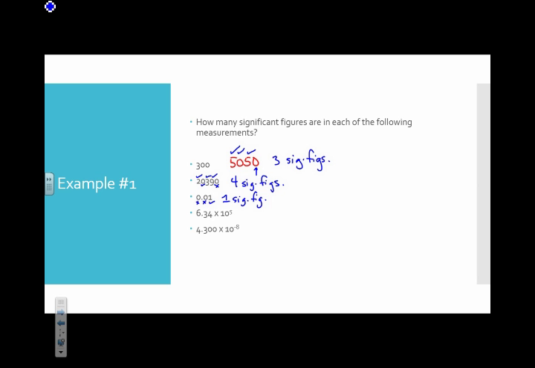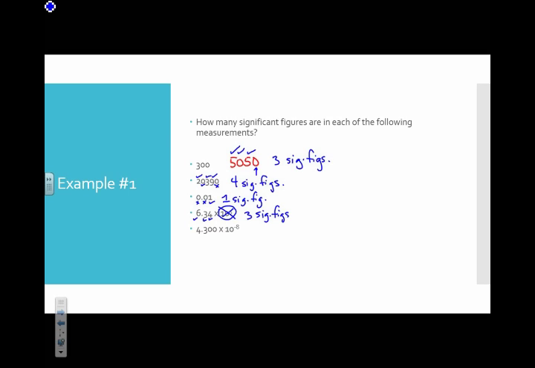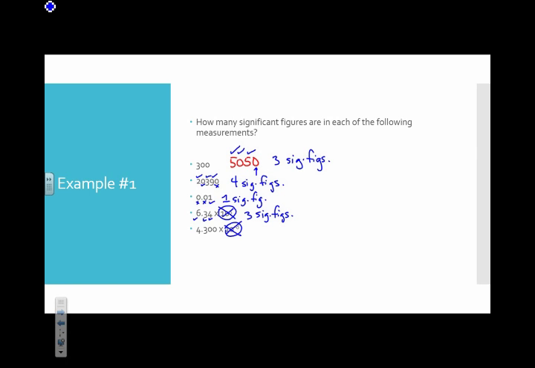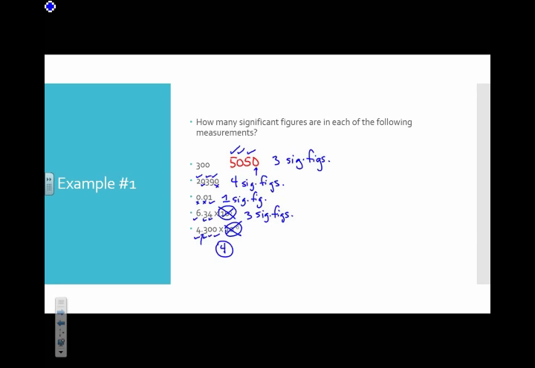6.34 times 10 to the 5th, we actually don't care about the 10 to the 5th because that's just telling us how many placeholders we have. So I ignore this value when I'm figuring out the significant figures of this number, and I just look at these numbers over here. And I have 3 numbers that are not zero, so this has 3 sig figs. Down here, another number written in scientific notation. I don't care about the 10 to the negative 8th. I do care about the 4 and the 3, and this time there is a decimal point specifically shown, so these 2 zeros count as well. So this has 4 sig figs.